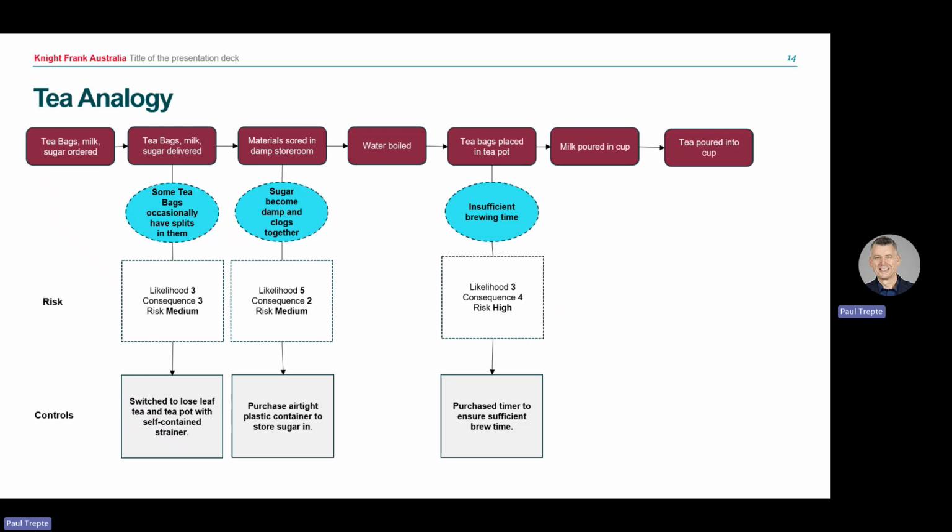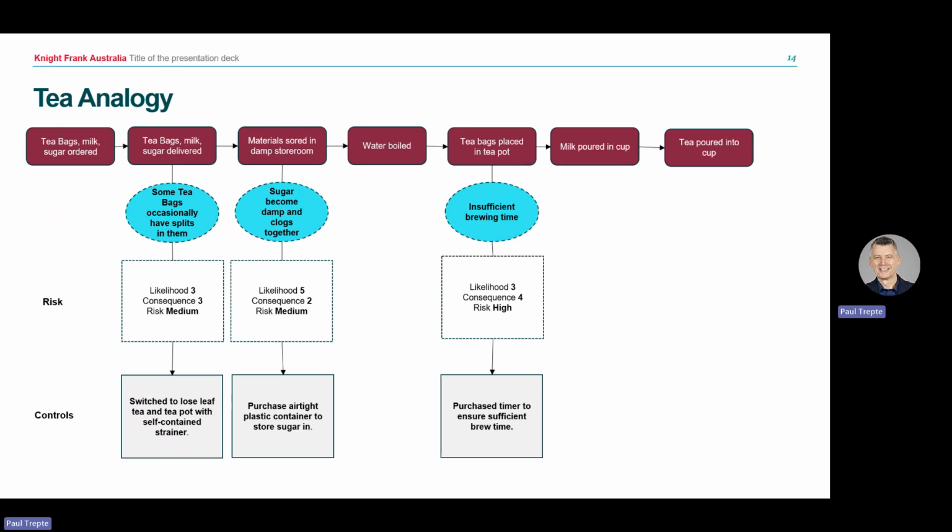Now, our single point of failure is on the tea bags being delivered. We've identified that some tea bags occasionally have splits in them, which is resulting in the tea leaves floating in the tea, which customers are not happy with. So we've assessed the risk of this, and we've identified the likelihood of this happening is possible. We've seen it happen a few times, and the consequence is moderate. We are getting a few complaints from customers around tea leaves floating in their tea. So overall, using our matrix, we've decided the risk is medium.